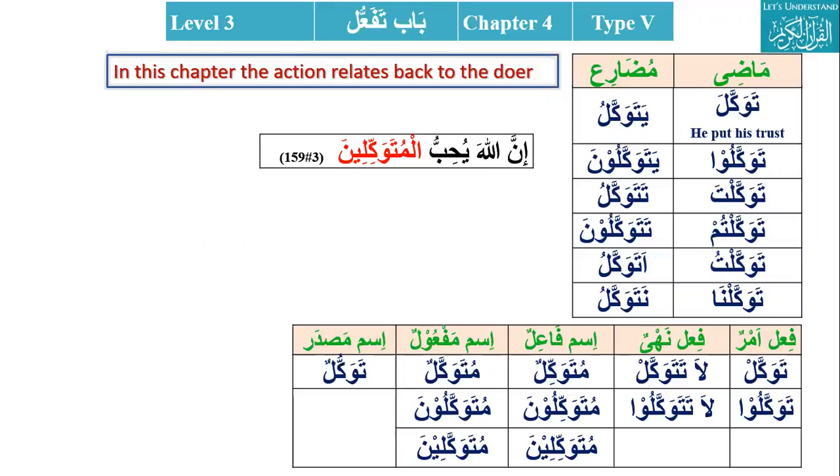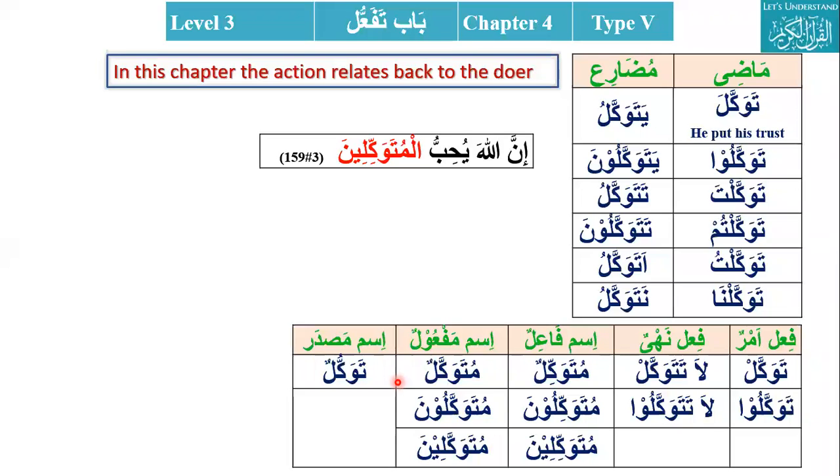So, who can do the TPA for this tawakkala? Brother Naeem, can you? Sure. Tawakkala, tawakkalu, tawakkalta, tawakkaltum, tawakkaltu, tawakkalna. Yatawakkalu, yatawakkaluna, tatawakkalu, tatawakkaluna, atawakkalu, natawakkalu, tawakkal. La tatawakkal, tawakkalu, la tatawakkalu. Mutawakkil, mutawakkilun, mutawakkilin, mutawakkal, mutawakkalun, mutawakkalin, tawakkul.